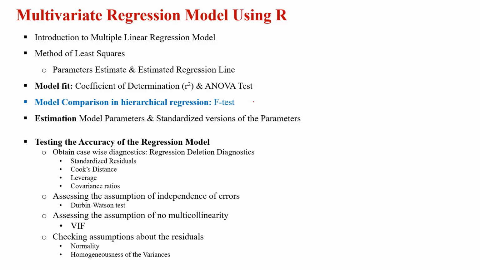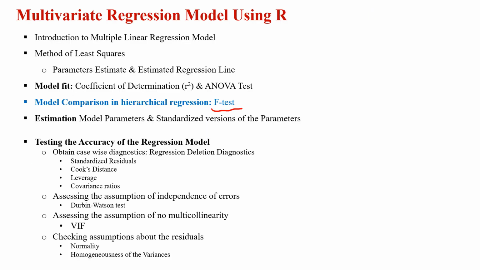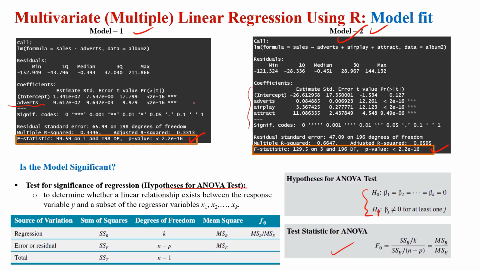So for that, we again apply another F test statistic, which would be able to tell us whether model 1 is a good fit for this particular data set or whether model 2 is a good fit. This is known as the model comparison in hierarchical regression. Why are we saying hierarchical regression?